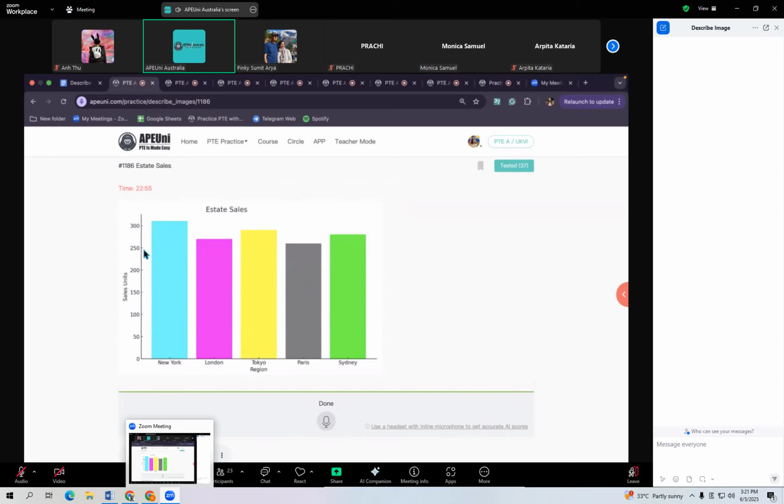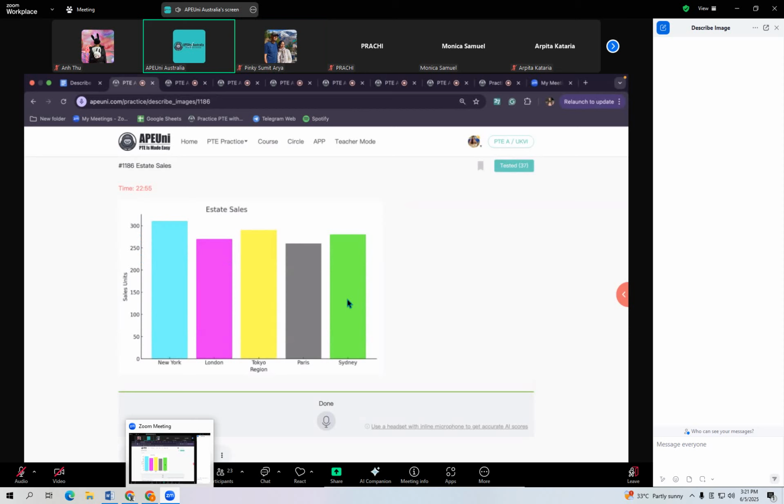And what about the second highest? Second highest, I think, is the Tokyo region. Yes. And it's below 300 or more than 250, whatever you can say. You can say in between 250 and 300 as well. Yes, of course you can. No problem at all. So this was our component number 3 and 4.